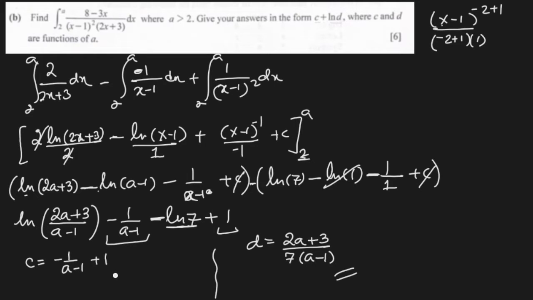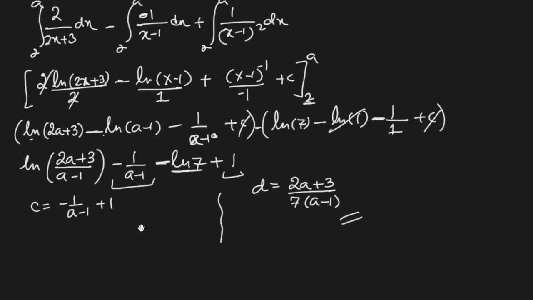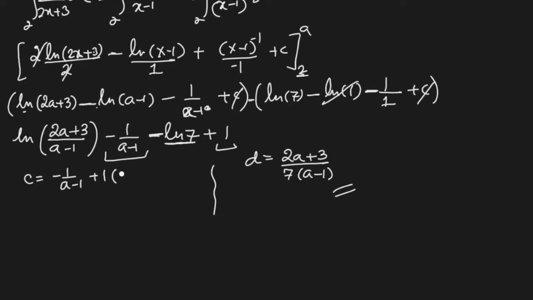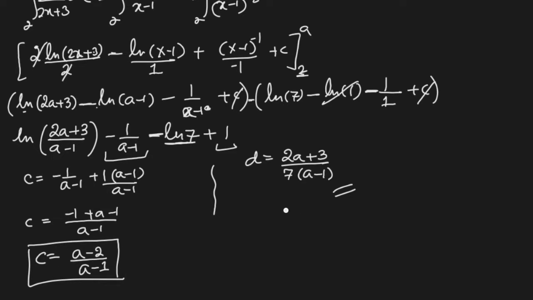But here I can make it better by merging the two fractional parts. So let me write a minus 1 over a minus 1 so that they have the same denominator. Now we can write them together: a minus 1, so this is negative 1 plus a, negative 1, so we get a minus 2 over a minus 1. This is c. So we got c and d both. Okay, do we have more? Yes, we have more.